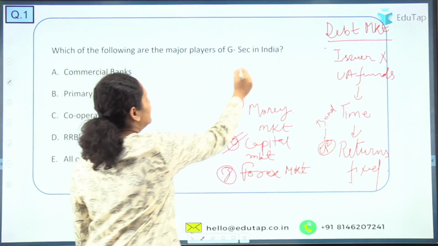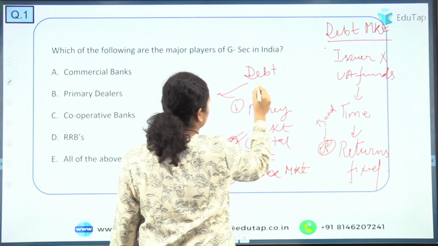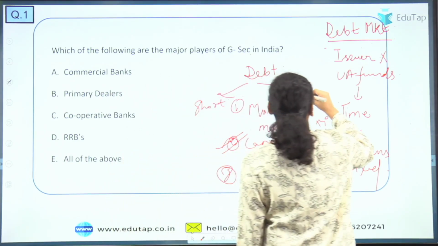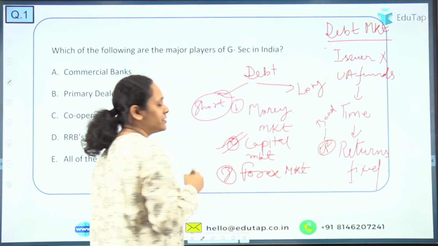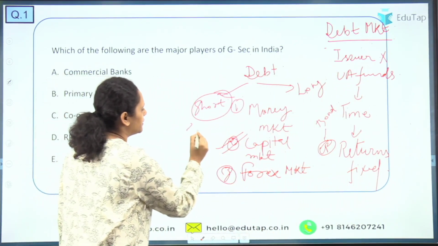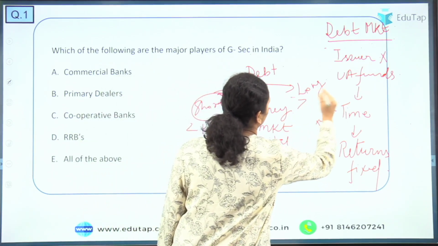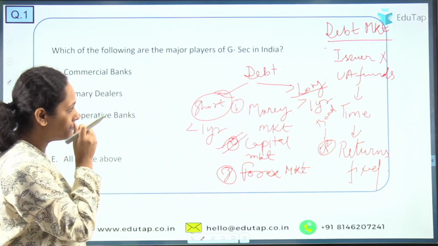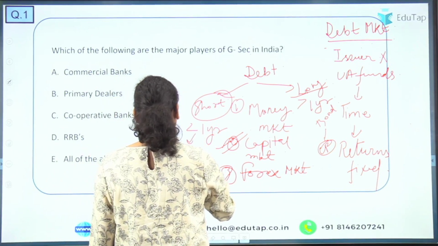And these debt instruments, keep in mind, can be short term and can be long term. Short term instruments are the instruments which have a maturity period of less than 1 year, and long term instruments have a maturity greater than 1 year. Now the short term debt instruments are also known as money market instruments. Please keep in mind.